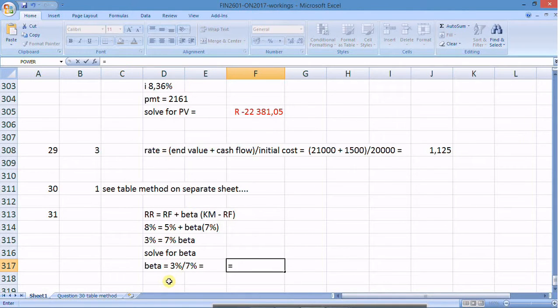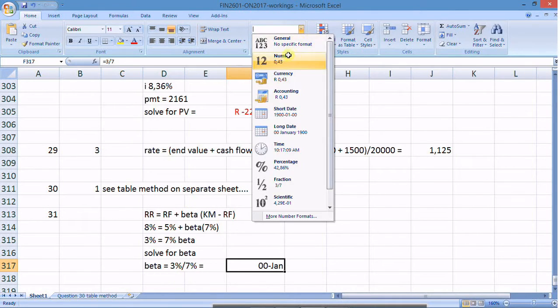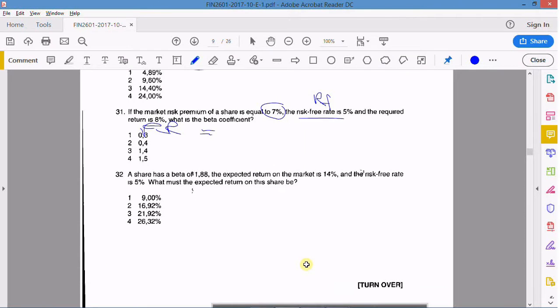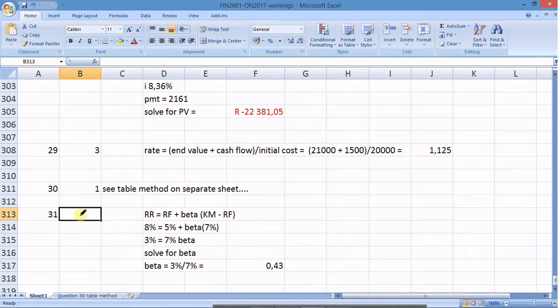Which is 0.03 divided by 0.07. Let's just do 3 divided by 7. That might be better. 3 divided by 7 is 0.42. It's the same answer. Right, okay, it was right. 0.4243, 0.42. Option 2. I didn't get that wrong.